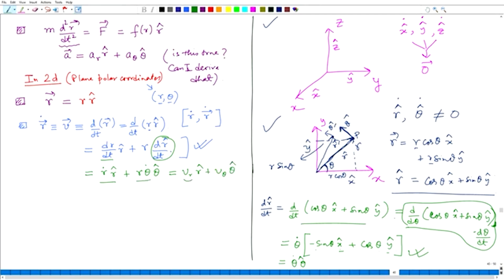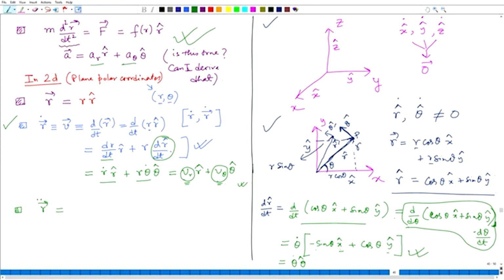So, this is the radial component of the velocity vector, and this is the cross-radial or theta component of the velocity vector. Okay. So, this is how the velocity vector in the 2D plane polar coordinate system should look. Now, what about r double dot? Because in order to finally write Newton's law in the plane polar coordinate system, we have to reach a_r and a_theta. So, what is r double dot?